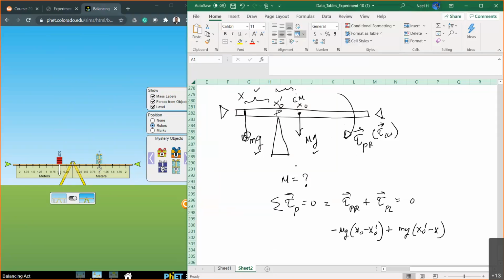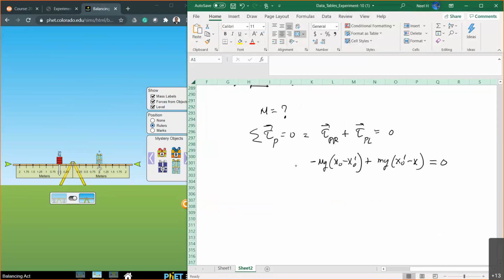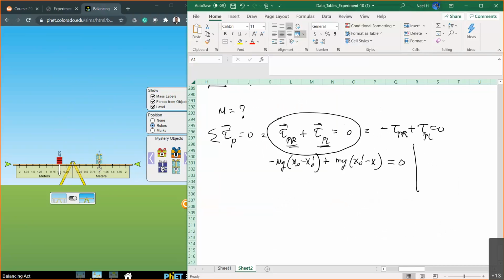Now all of these should be equal to 0, or you can simply say these two are equal to each other. That is also the same. Earlier we always wrote those two as equal to each other because of this. Actually this is going to be a negative number, negative PR plus torque PL equals 0. That's why earlier we usually write it this way: torque from the right hand side is equal to torque from the left hand side. But technically one is positive, one is negative. You add them together, you will get 0. That's the idea.